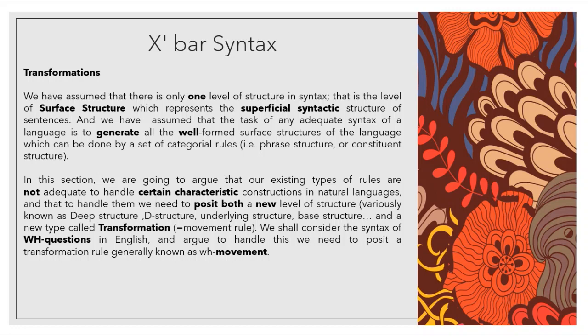In this section, we are going to argue that our existing type of rules are not adequate to handle certain characteristic constructions in natural languages, and that to handle them, we need to possess both a new level of structure, variously known as deep structure, D structure, underlying structure, base structure.